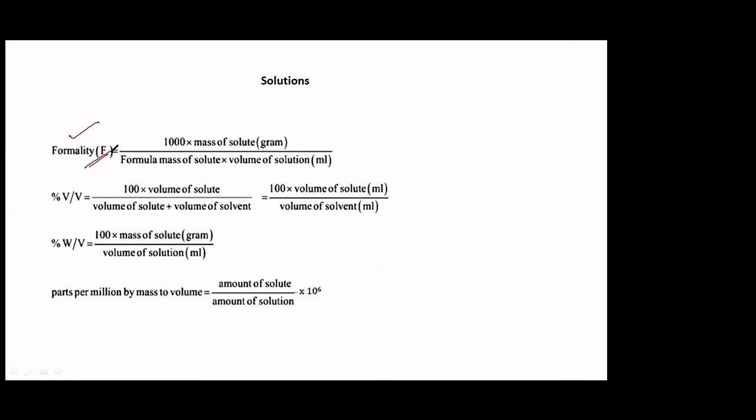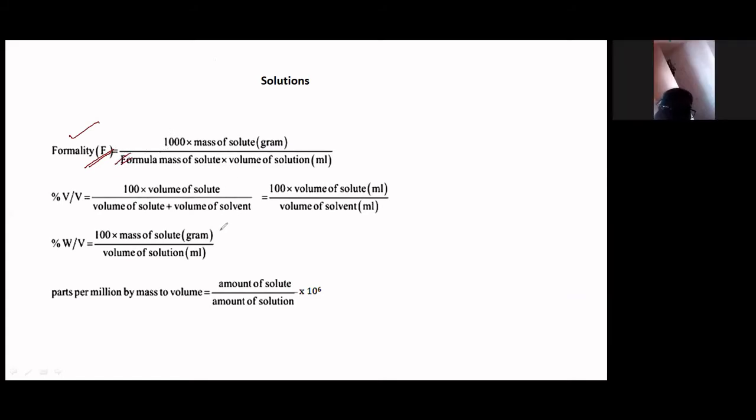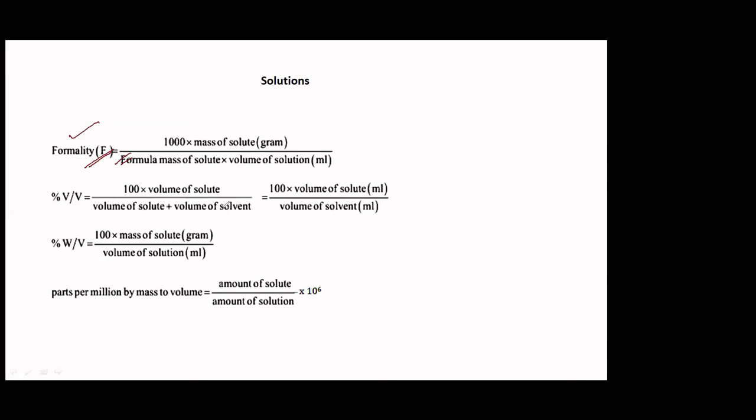Formality is generally used for ionic substances like NaCl. The formula mass of the solid is just like molecular mass only. Because it exists as a 3-dimensional unit, you are supposed to take the formula mass for an ionic solid. Then you know molarity, number of moles divided by volume of solution in liters. But if you take it in ml, then number of moles divided by volume into 1000. So this is the one.